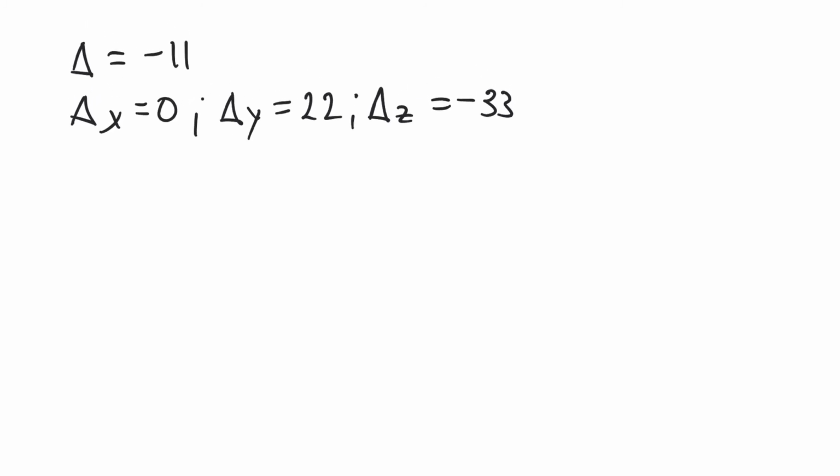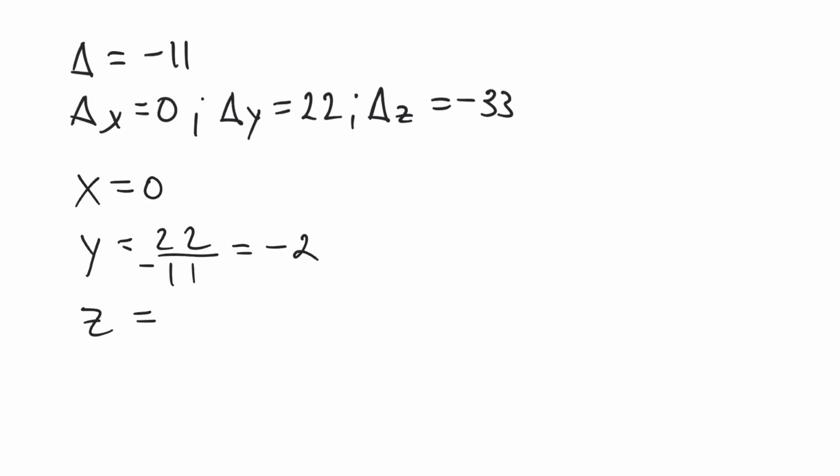So starting with x, it equals obviously to 0. Our y equals 22 over -11, or -2. And lastly, our z equals to -33 over -11, or 3. There you have it. We just found 3 variables without substituting anything, just using the good old Cramer method.